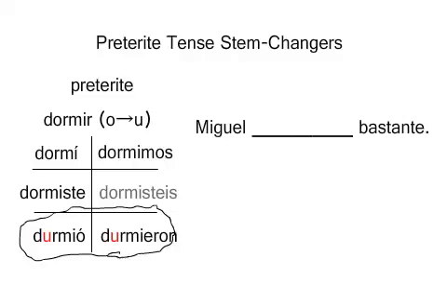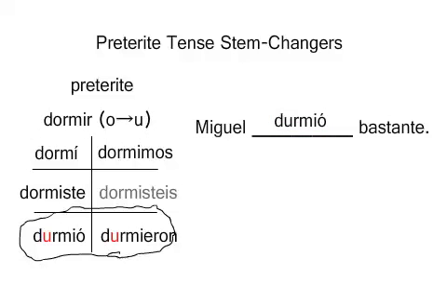If we were to use dormir in a sentence in the preterite tense, the steps would be nothing surprising. We have dormir. We cut off the IR, we would add the appropriate ending, but then because it's a stem changer, we do have to make sure to make that change as well. So, Miguel durmió bastante.